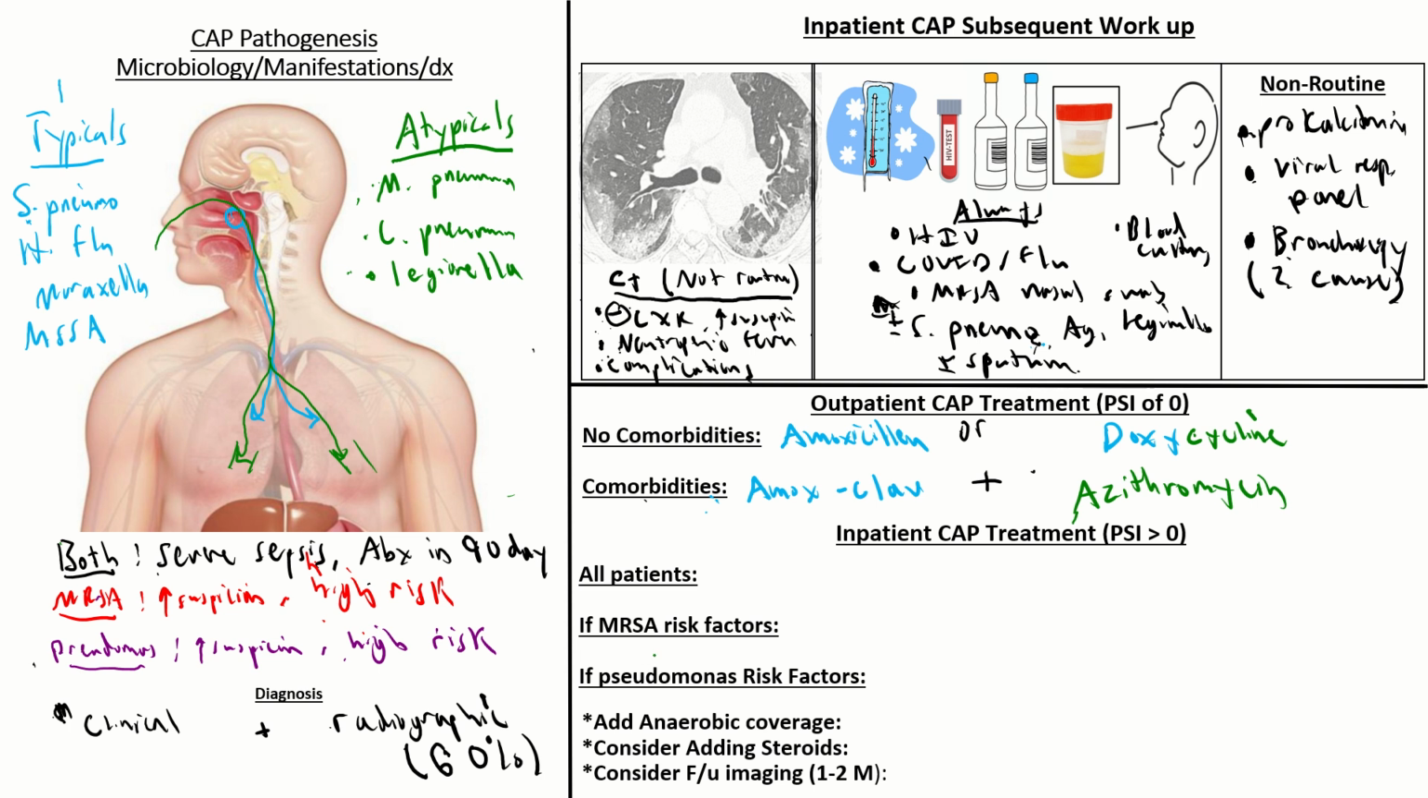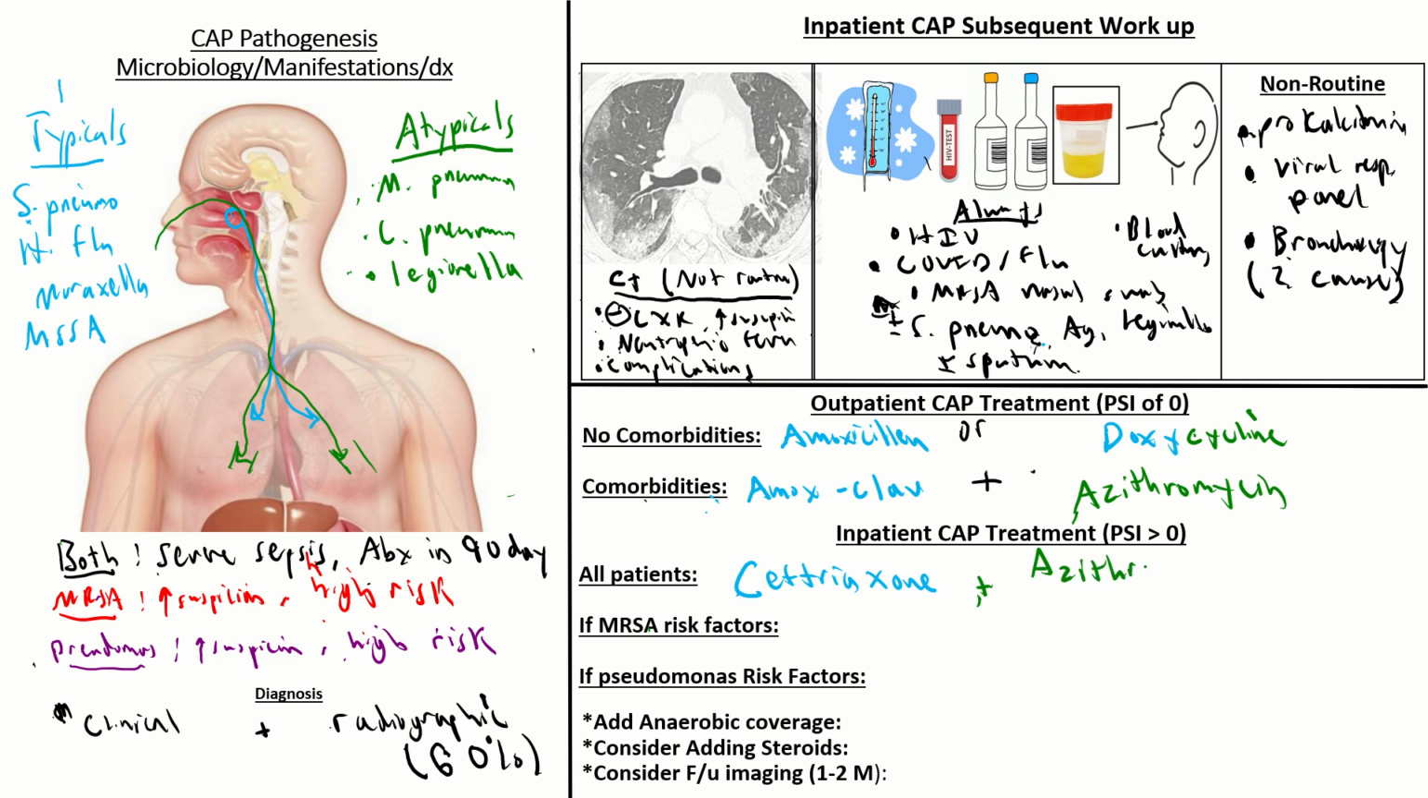Now, lastly, we're going to get to all patients. How do you do inpatient CAP treatment? This is going to be a PSI score greater than 0, and they usually need to go to the hospital to get treatment. All patients, you're going to cover your typicals and atypicals, right? So for your typicals, you're going to cover with ceftriaxone. And then, once again, for your atypicals, you're going to do azithromycin.